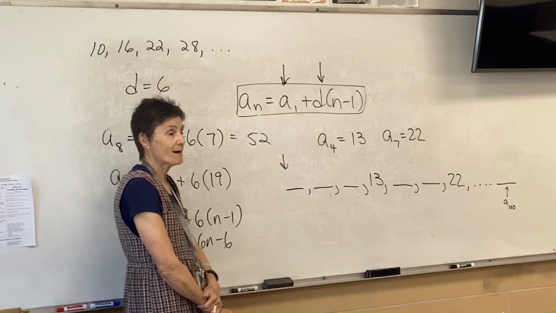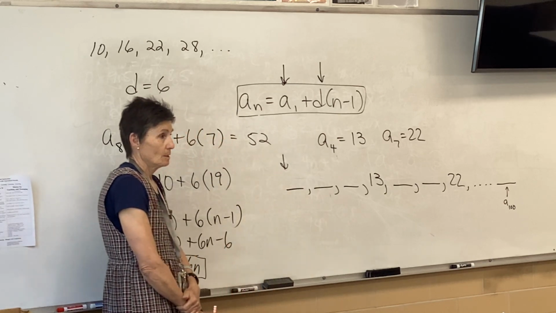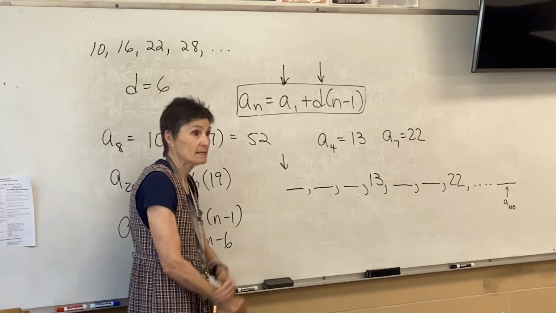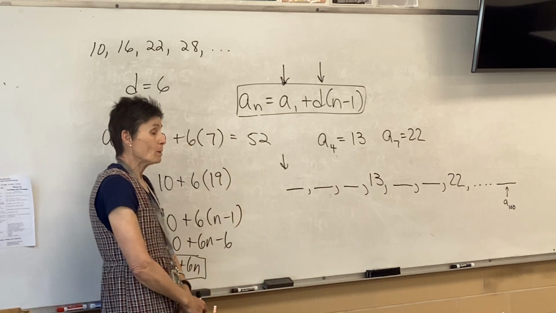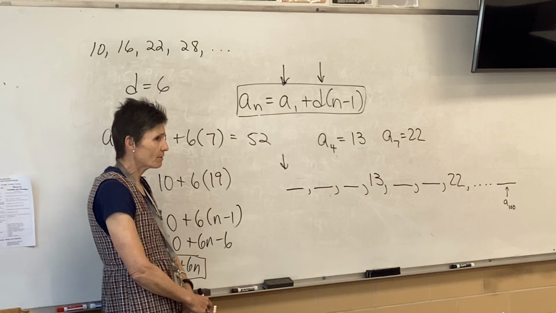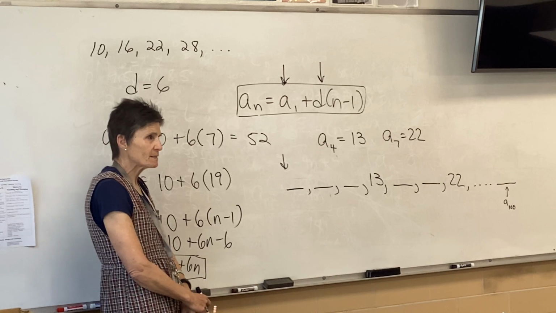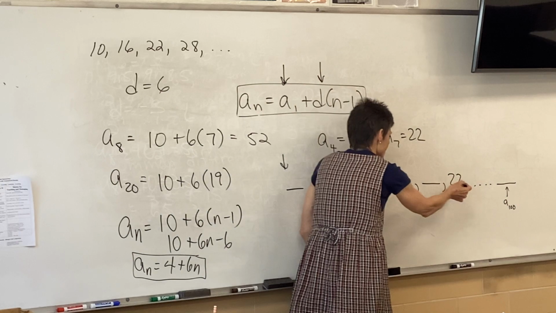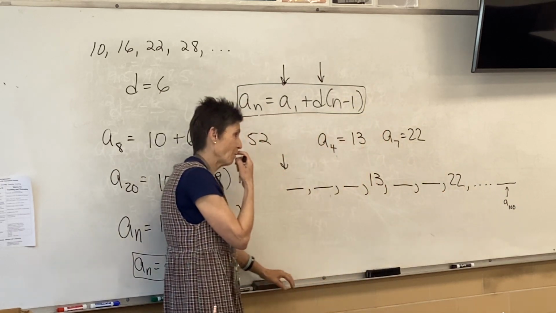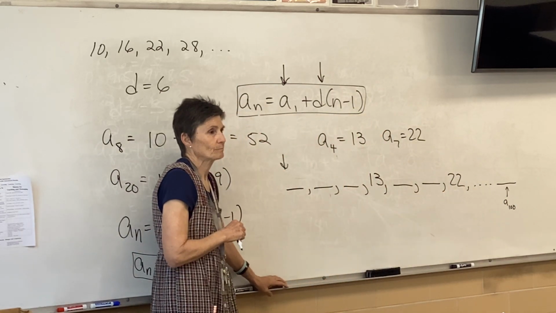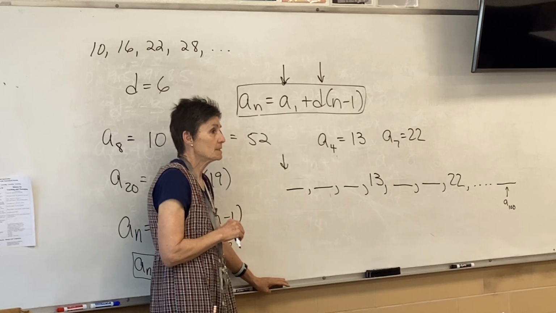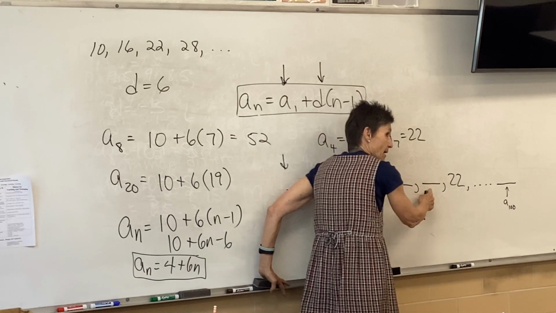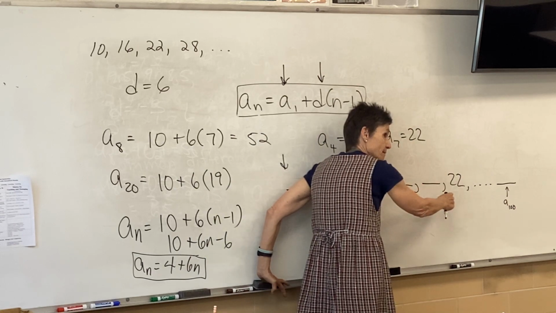Now it's arithmetic, which means it's going up by the same amount each step, right? So we can do this with math, or we can do it with our common sense. We went from 13 to 22. What kind of a difference is that? How much is that? 9. So, we skipped 2 steps and ended up going up 9.